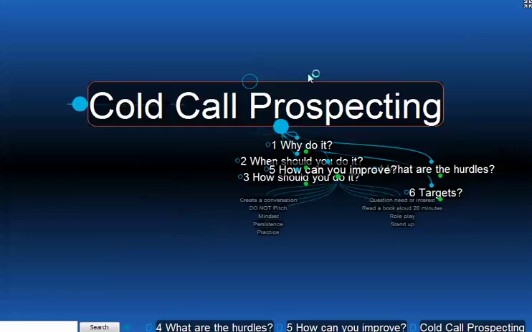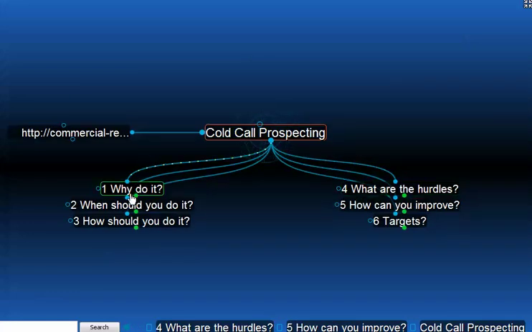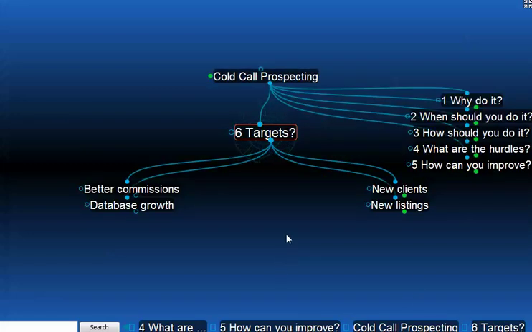So let's go back to where we started. I've covered the 5 issues here, and now I'll say the targets. What are your targets from making the calls? Well, I would say that your targets should be better commissions, database growth. You will need a good database of some sort to help you track things.